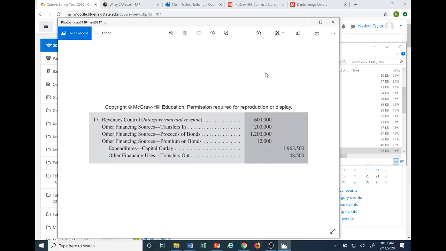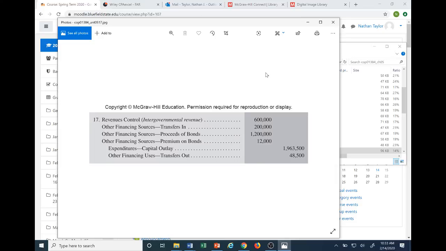Credit expenditures, capital outlay. Throughout all the stuff we just went through, we did a total of expenditures of 1,963,500. Other financing uses, transfers out of 48,500, and that includes your premiums, your residual equity, and the other money that was transferred out. So that's the closing entry. Not bad, right? Not bad.